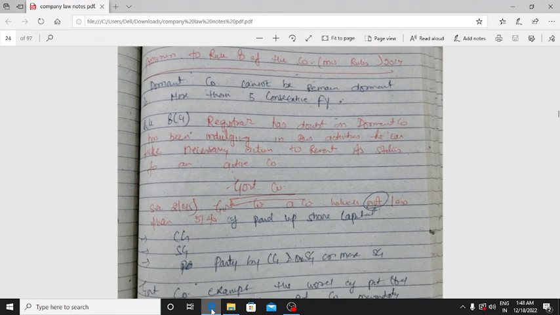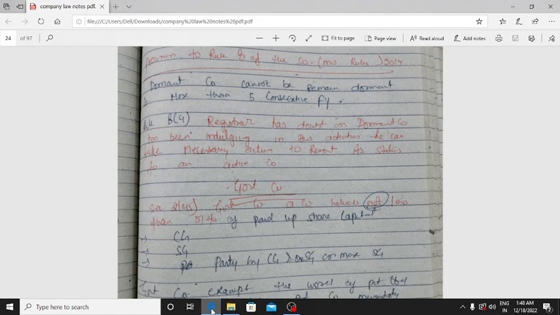A dormant company cannot remain dormant for more than 5 consecutive financial years. If any company is registered as a dormant company for the next consecutive 5 years, there is a provision that it cannot remain a dormant company. Conversion is compulsory, for example, to a private limited company.